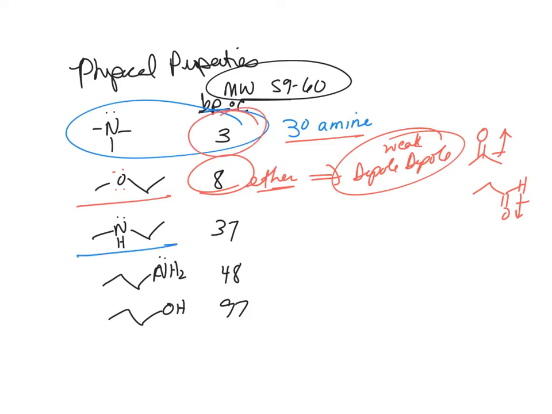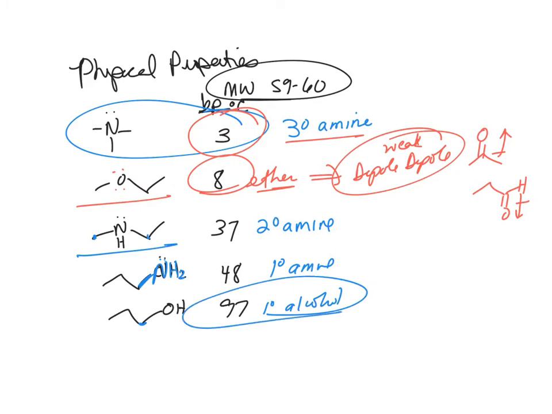And then we have this one here. Now what's this one's classification? A secondary amine. And this one here is a primary amine. And this is a primary alcohol. So this is a different functional group. So why are the alcohols higher? Well, they have hydrogen bonding, and it's stronger hydrogen bonding because the oxygen is more electronegative than the nitrogen. So alcohols are going to have higher boiling points and melting points than amines.